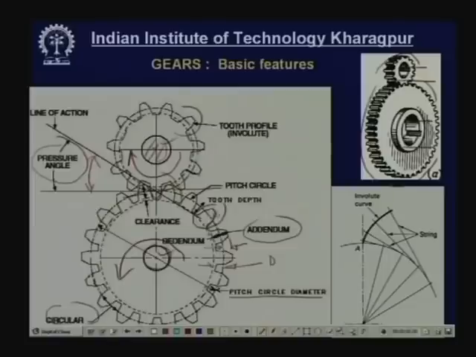Now, all the conditions mentioned can be fulfilled by one tooth profile curve called involute. This has been found to work excellent to fulfill all the points mentioned. Now, what is involute? Involute is, suppose on a cylinder, a rod is rolling like this, gradually from here to there, and the locus of the tip of the rod or any point on the rod which is rolling over the cylinder will produce a path. This path will be involute.